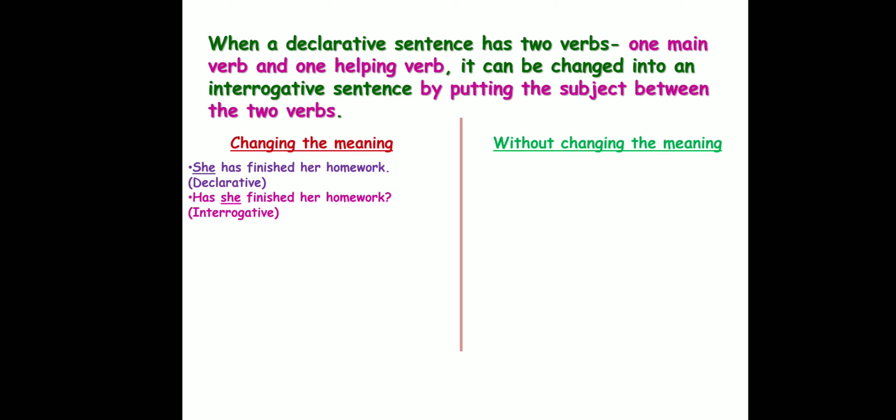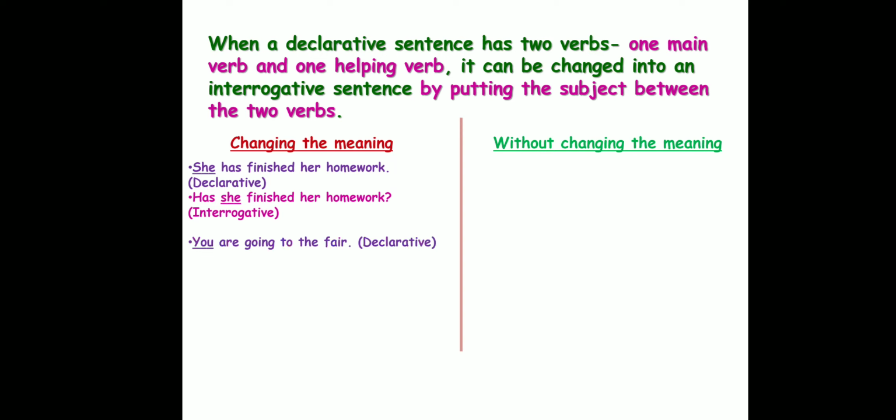Did you understand? So what are we doing? When we change such sentences, first you will put the helping verb, then you will put the subject, then you will put the main verb. So the subject will become like a sandwich between the two verbs. Between the helping verb and the main verb, the subject is going to be in between. Did you understand? Let's see the next one.